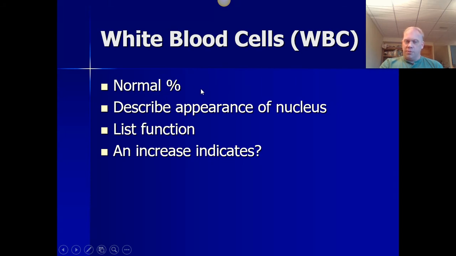So know your normal percents for white blood cells. Know what a normal is, and if it's higher than that, what we call a differential count, what that could suggest. What do those white blood cells normally do? And also a visual description of the nucleus. Okay, so that's what you're going to be doing, a listing of those things for each of the 5. Okay, so here we go.